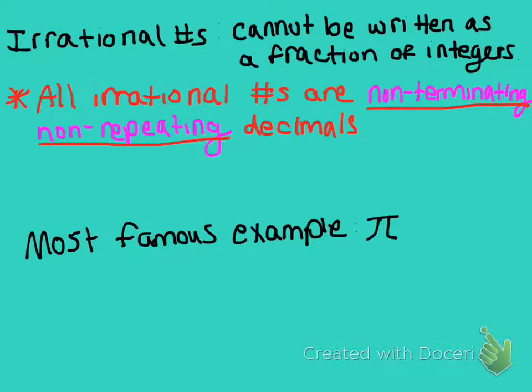An irrational number is a number that cannot be written as a fraction or a ratio of integers. All irrational numbers are non-terminating, non-repeating decimals. The most famous example of an irrational number is pi. We've talked about this in class, that pi is a number that never repeats. It keeps going on and on forever and ever. Pi is an irrational number because it is a non-terminating, non-repeating decimal.